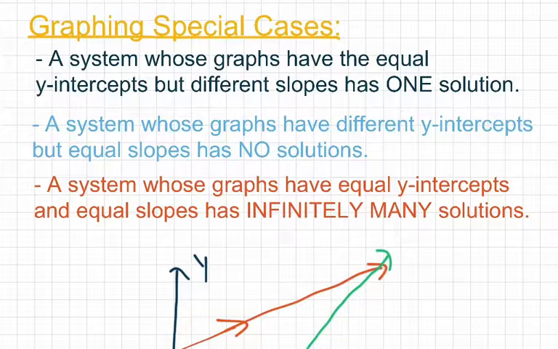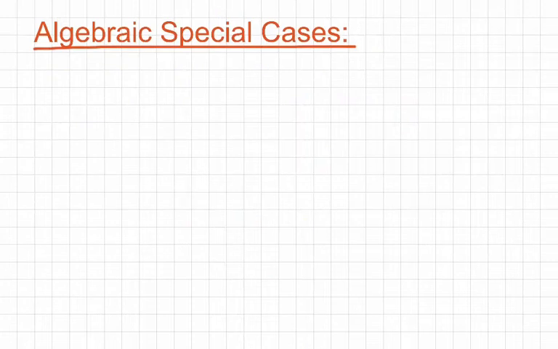Again, that's graphing. Now I want to take a look at determining if it's a special case using our algebraic methods. That's substitution or elimination. In order for the system to be an algebraic special case, again, we're using substitution or elimination, it does not matter which one, both the x and y variable must cancel out.